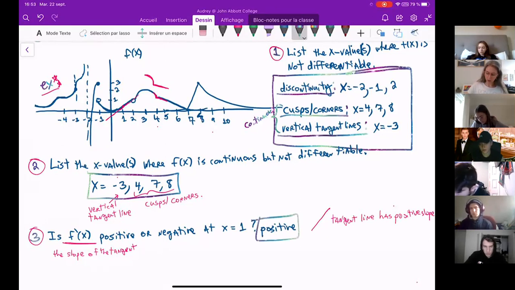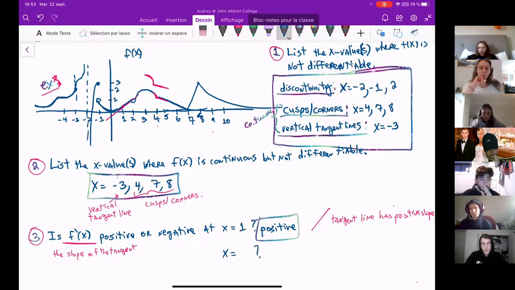So now I'm going to ask you about another x value, and I want the answer to be negative. What x value could I ask you about that would give you a negative slope? Like 5. If I ask you about 5, that's going to give you a negative slope. You got it.